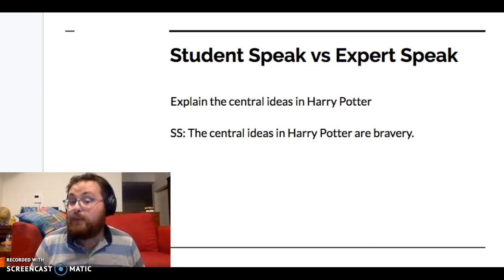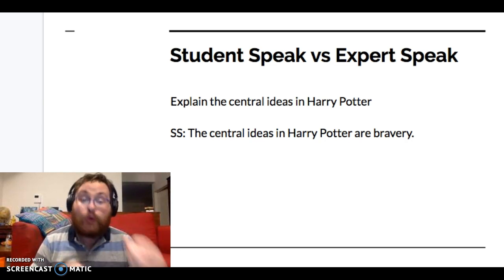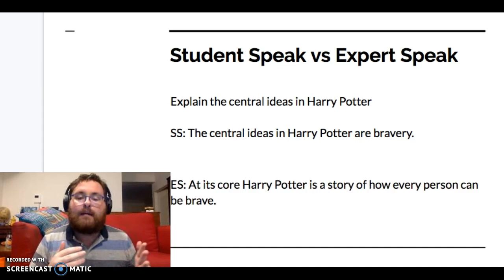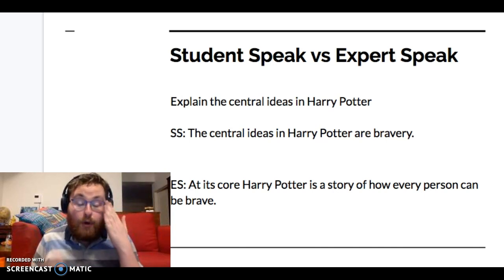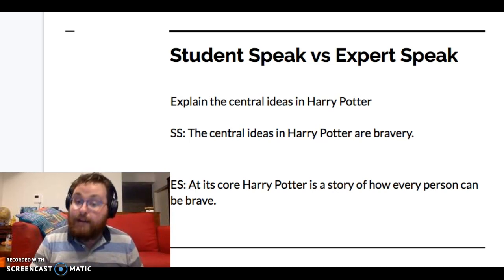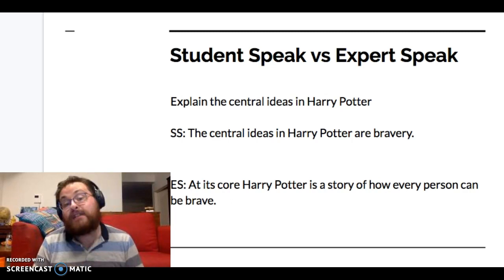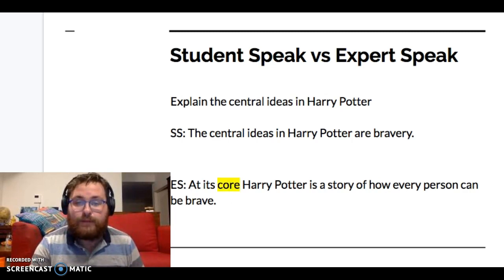But the problem with that is it isn't showing skill in terms of understanding what the language could look like or should look like if you were talking to an expert, or if you had a stronger grasp of the concepts. So expert speak, and it's really small things, but it could look like, at its core, Harry Potter is a story about how every person can be brave. Now they're both doing the same thing. They're telling you that bravery is the central idea, and they're saying that that is what they're going to be talking about next. But the language differences are actually really subtle and really small.